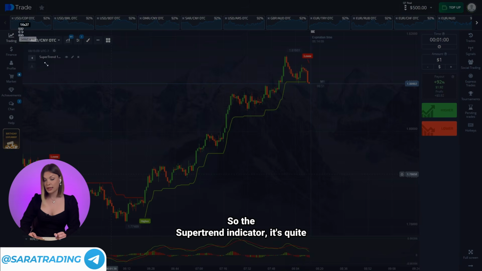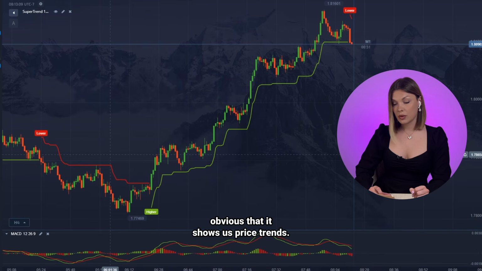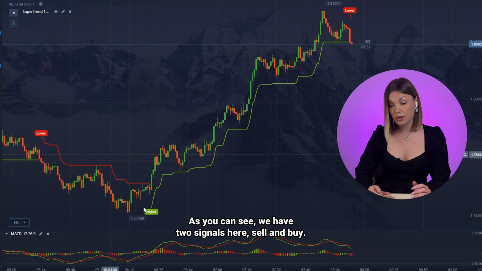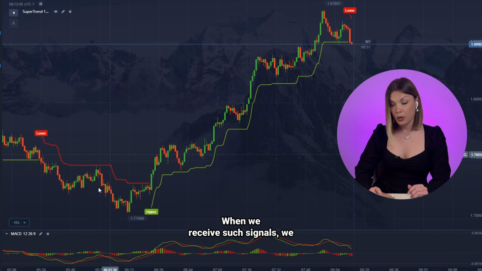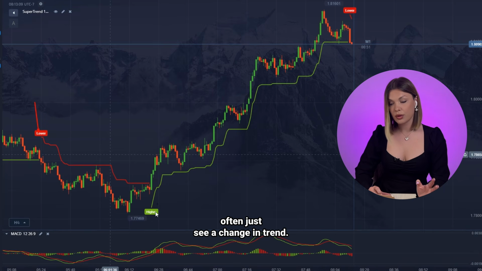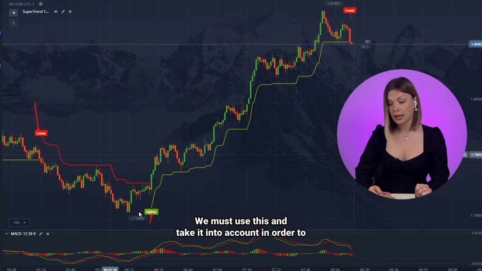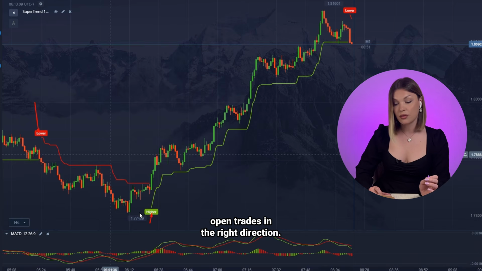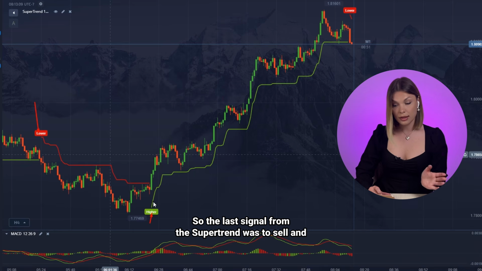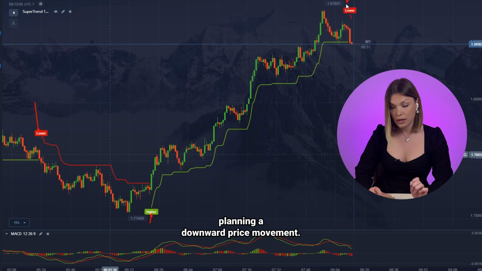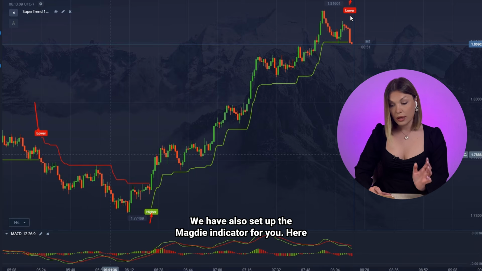So the Super Trend indicator, it's quite obvious that it shows us price trends. As you can see, we have two signals here, sell and buy. When we receive such signals, we often just see a change in trend. We must use this and take it into account in order to open trades in the right direction. So the last signal from the Super Trend was to sell, and as you can see, we are planning a downward price movement.